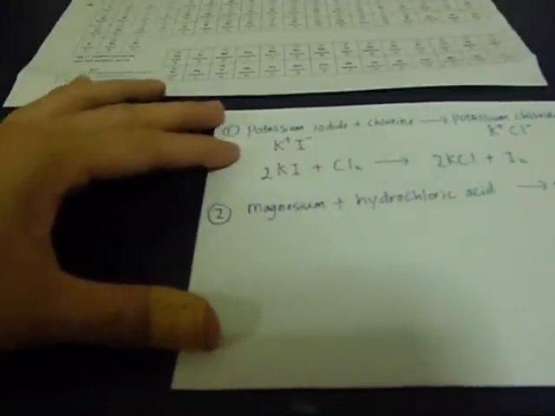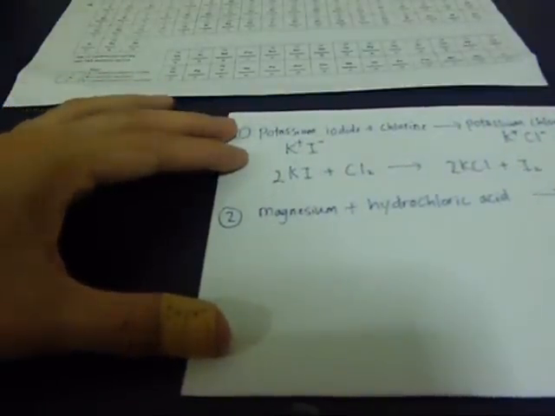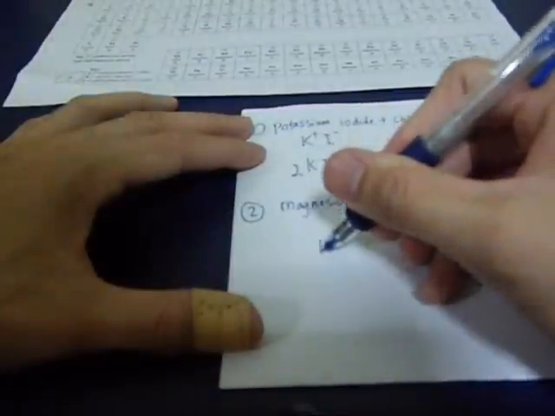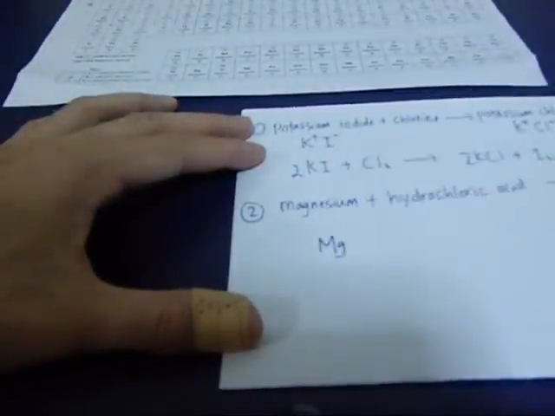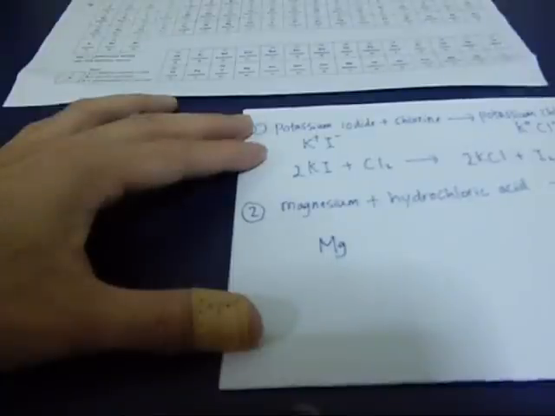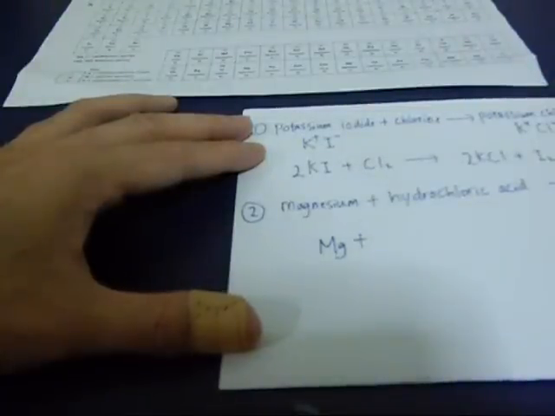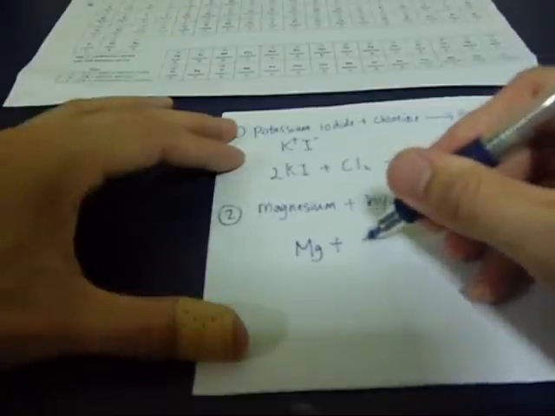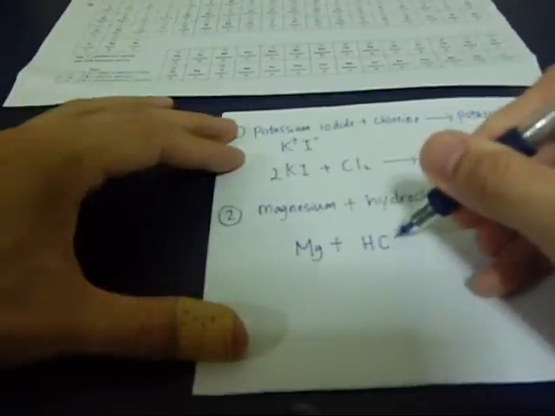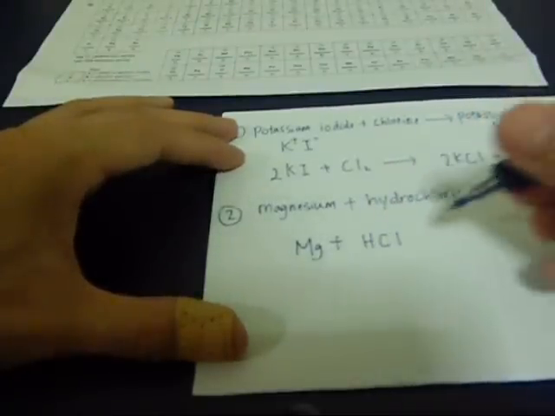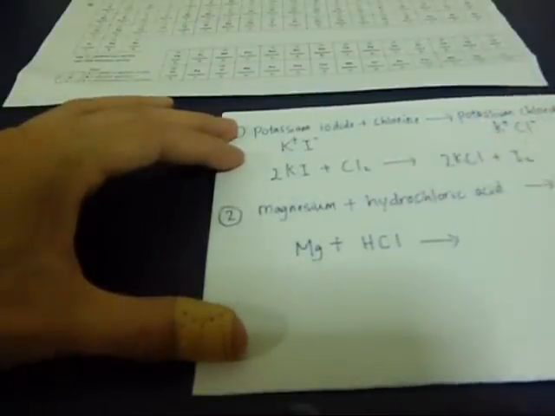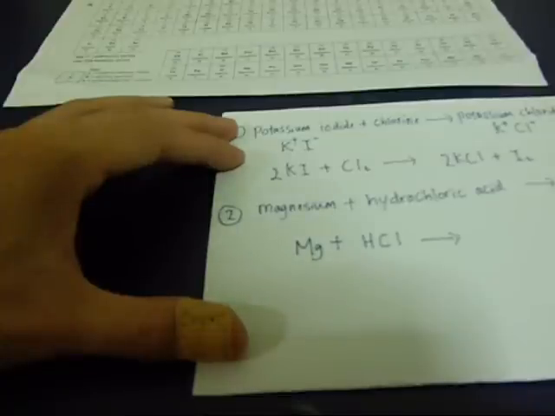Now first thing, magnesium. Now magnesium is a metal. All metals just exist in atomic form. So magnesium is Mg. Then hydrochloric acid. Hydrochloric acid, the chemical formula is HCl. Okay, hydrochloric acid is HCl.